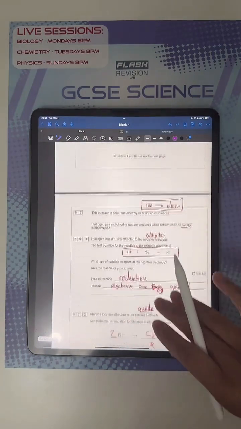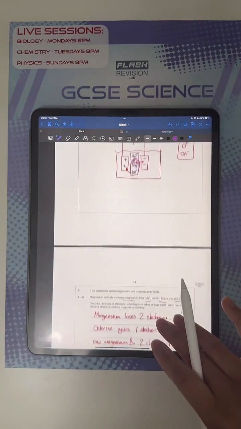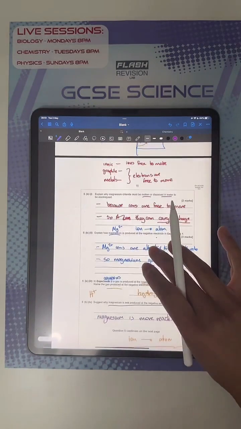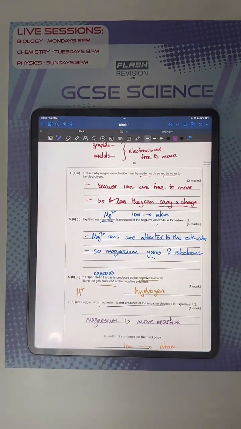What does magnesium react to? I'm not sure what that means. Mg2 plus reacts to form magnesium metal, so the atoms.